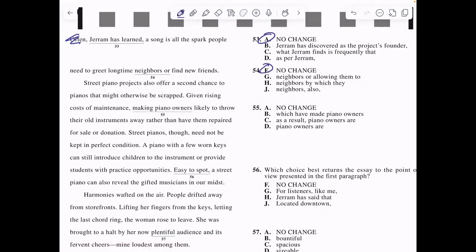54F. Same thing. Don't complicate those. Don't choose the wordy one. Choose the simplest one. It's okay to have two of the same back-to-back. If you get like three or four of the same back-to-back, I would probably reevaluate, but this is fine to be the same back. Given rising costs of maintenance, making piano owners likely to throw their old instruments away rather than have them repaired for sale or donation. D, 55D, because "given rising cost of maintenance" is dependent, comma, we know this needs to be an independent, and we've said that piano owners, subject verb, independent, start with subject verb. That's how you can feel good with that one.